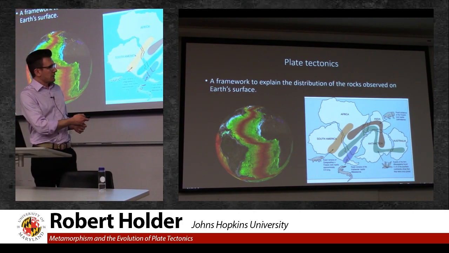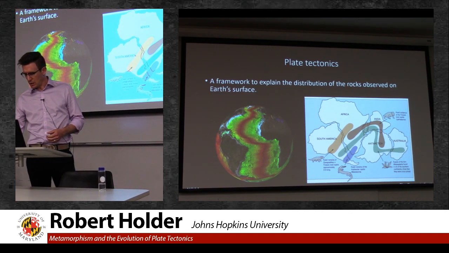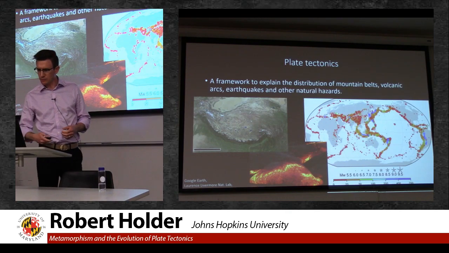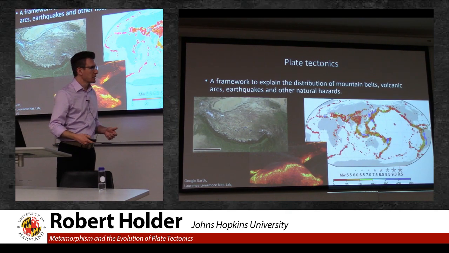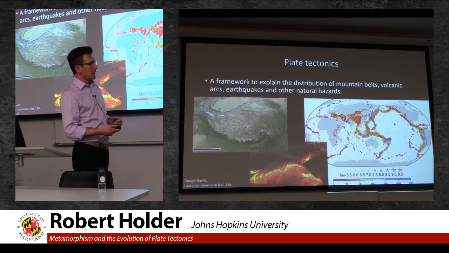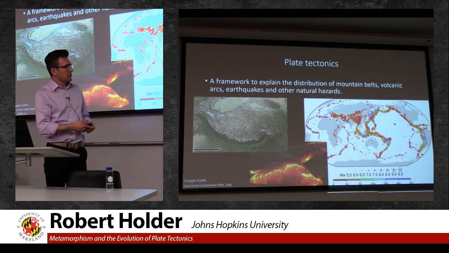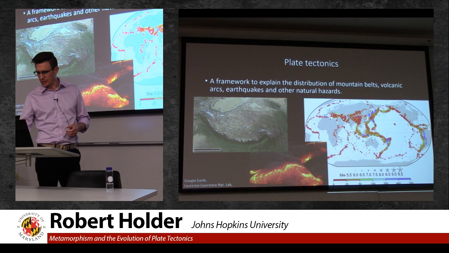And of course, we can think about these correlations across continents in terms of other rock types as well. And it also informs us about why there are mountain belts where they are on Earth, and the distributions of volcanic arcs, earthquakes, and other natural hazards. Globally, you can see they're not randomly distributed, but they have some predictable pattern that's related to plate tectonics.